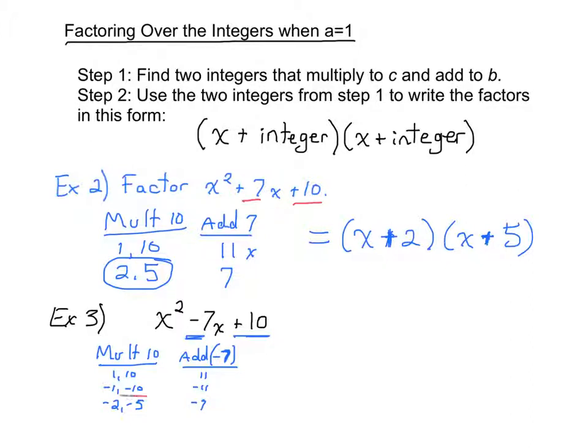So those are the two integers that we want to use, and we can write our factored answer here as x with one of the integers, so minus 2, and x with the other integer, so minus 5. Notice how we keep the signs that were with the integers, positive or negative, in our factors.